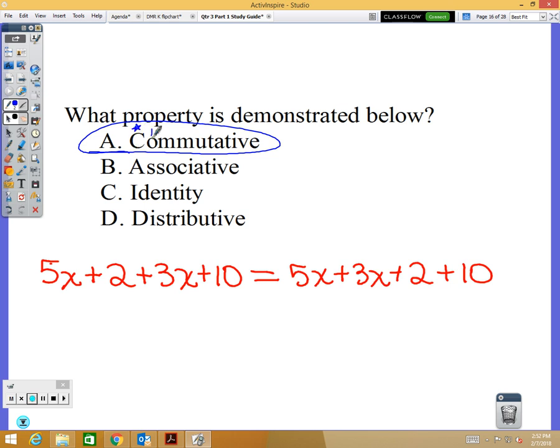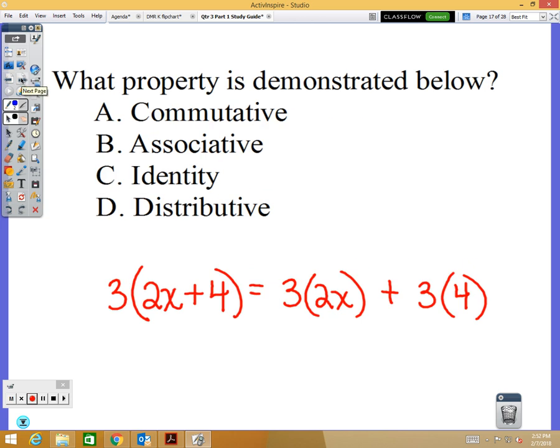So commutative starts with that CO. Change order starts with a CO. And that's exactly what happened down here. We moved this 3x over here next to the 5x. So what they did was group those like terms by each other. So the x's were by each other and the constants were by each other. So that was changing the order.